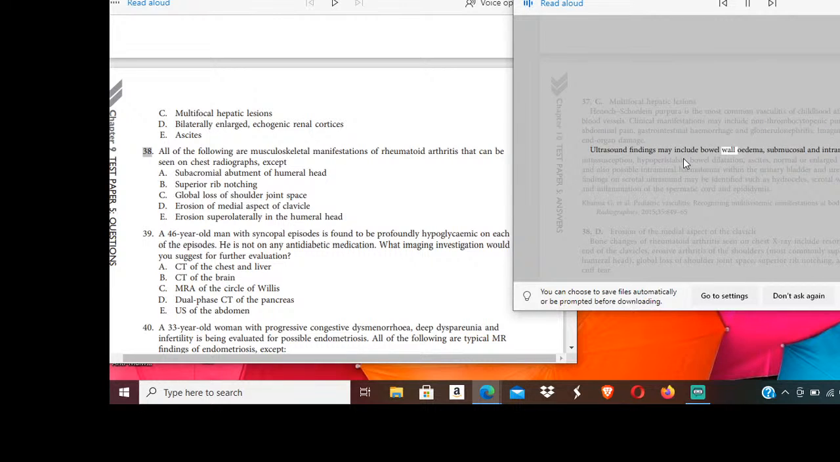Ultrasound findings may include bowel wall edema, submucosal and intramural hemorrhage, intussusception, hypoperistalsis, bowel dilatation, ascites, normal or enlarged echogenic kidneys, and also possible intramural hematomas within the urinary bladder and ureters. Non-specific findings on scrotal ultrasound may be identified, such as hydroceles, scrotal wall thickening, and inflammation of the spermatic cord and epididymis. Kunnag G, et al. Pediatric vasculitis, recognizing multisystemic manifestations at body imaging.